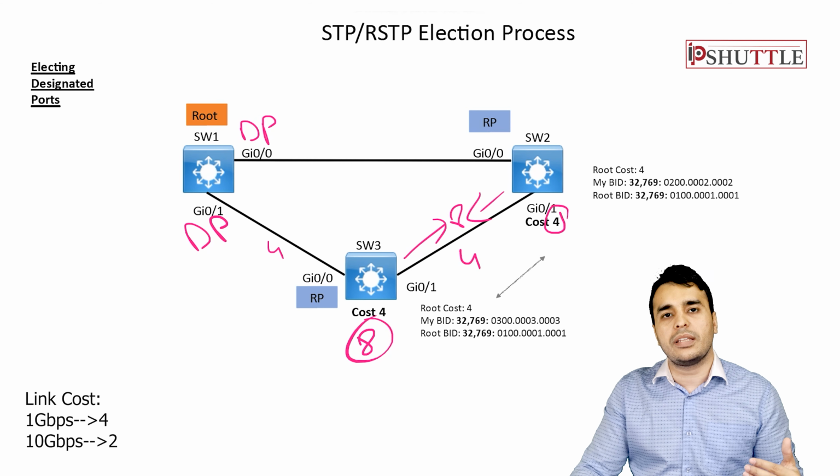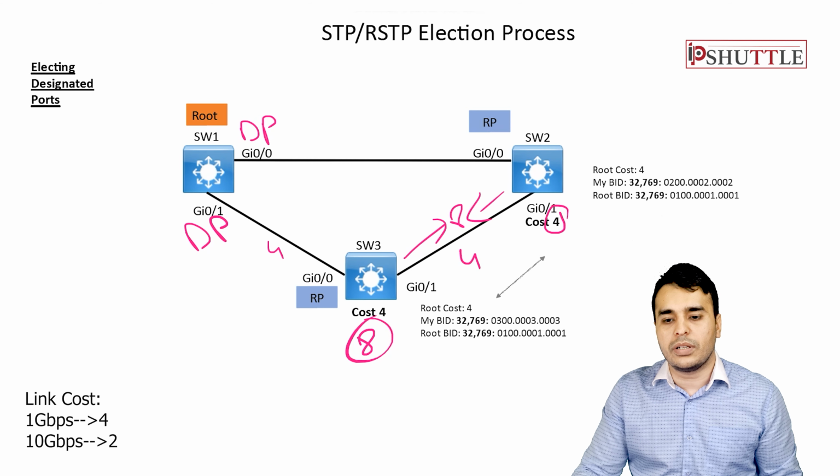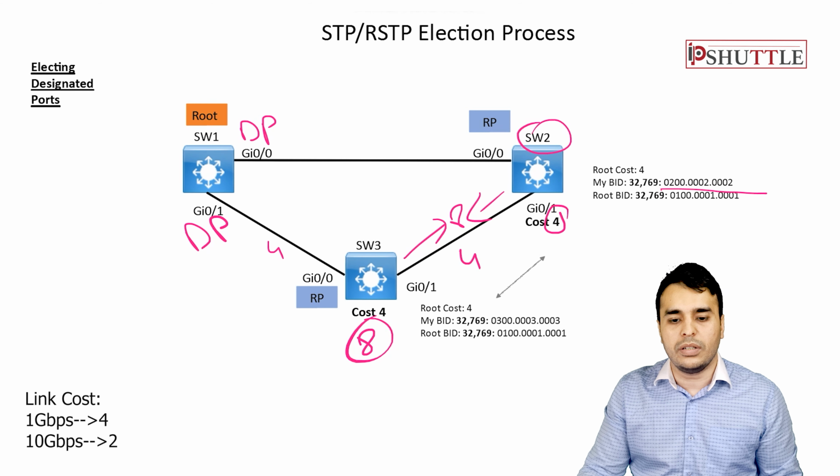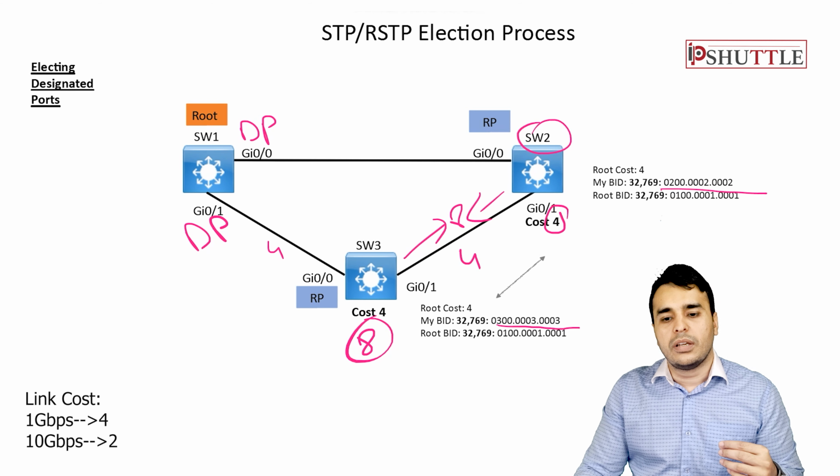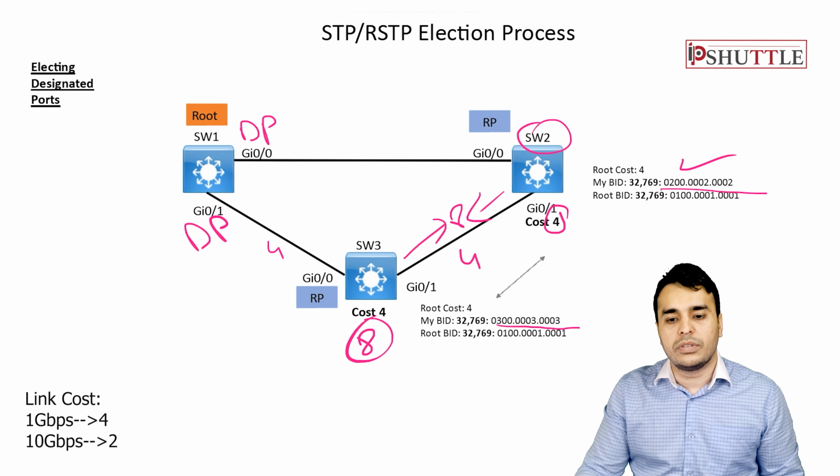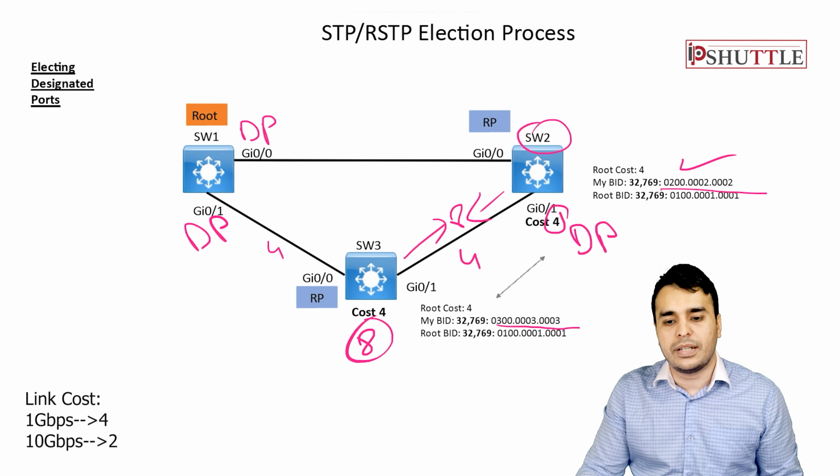Spanning tree will select the designated port based on the least bridge ID. In this one, if you notice, the bridge ID for switch 2 is this one, and switch 3 is 333. Okay, the least one is switch 2. So this port will be selected as the designated port.